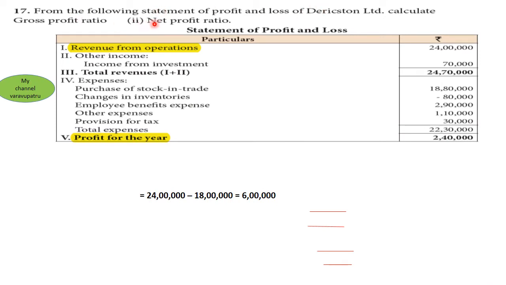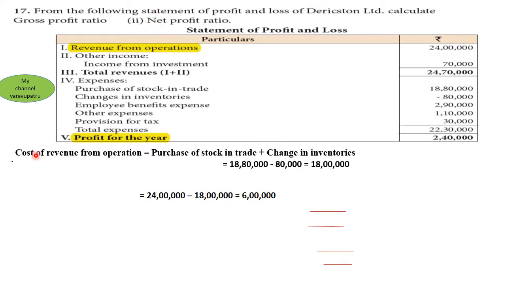Calculate gross profit ratio and net profit ratio. Cost of revenue from operation is equal to purchase of stock in trade plus change in inventories. Purchase of stock in trade is 18,80,000. Change in inventories is minus 80,000. So 18,80,000 minus 80,000 is equal to 18 lakhs.